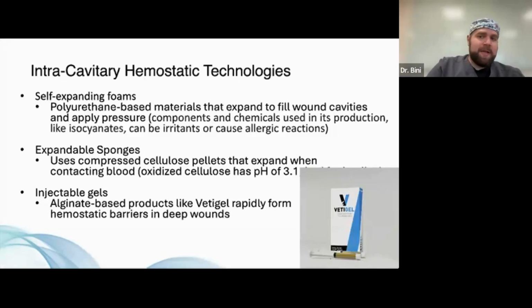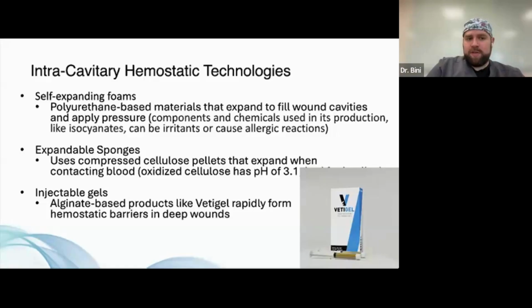The drawback of these has been going around for a while, but the huge drawback is that people don't realize the material is biocompatible, right? But the chemicals that are used in their production, like isocyanates, and most of them do have isocyanates in them. Those can be irritants and can cause allergic reactions. So those are not really ideal either.